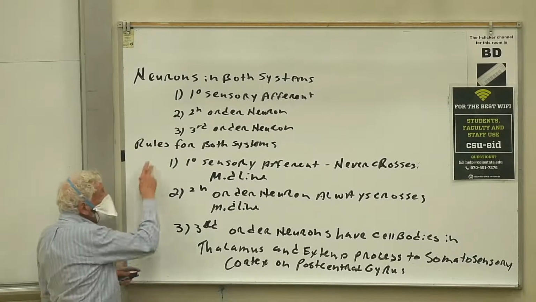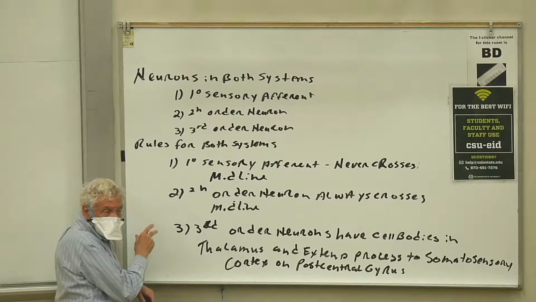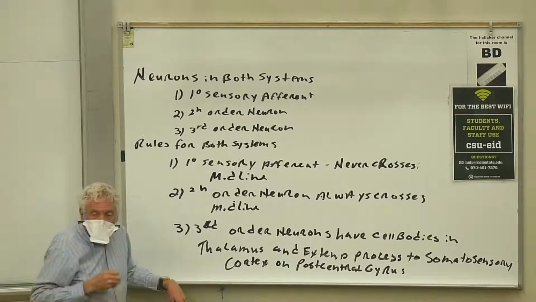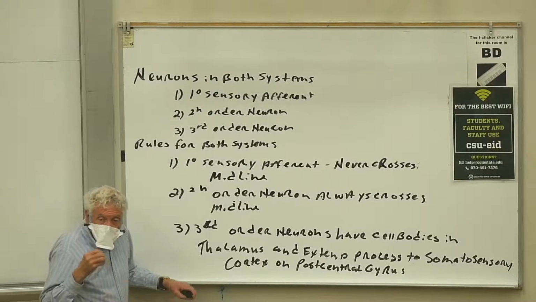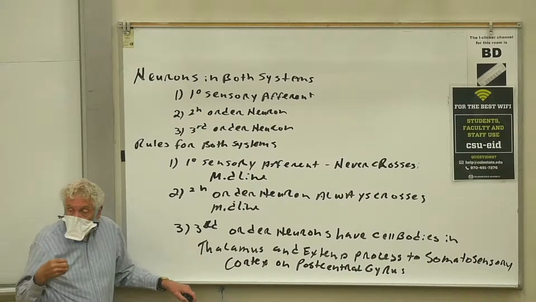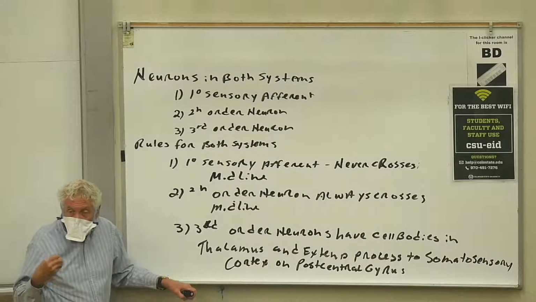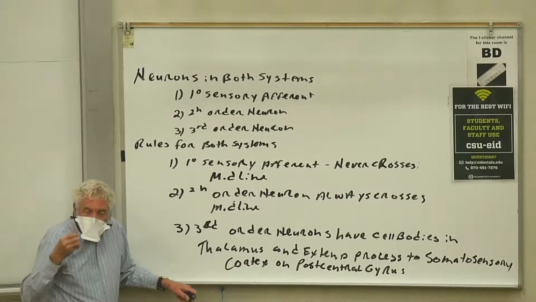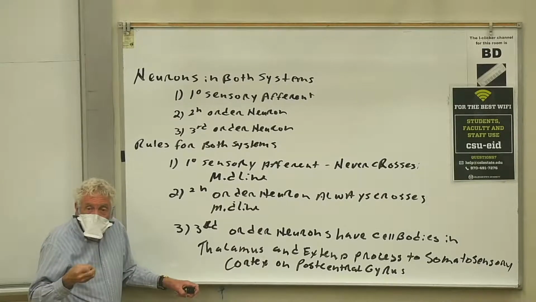Now, there are some rules which are true for both systems. That is, the primary sensory afferent never crosses the midline. It has its cell bodies in the dorsal root ganglia, the posterior root ganglia. Those processes enter the cord. They never, ever cross the midline. They always stay on the same side of the body where they enter the cord.